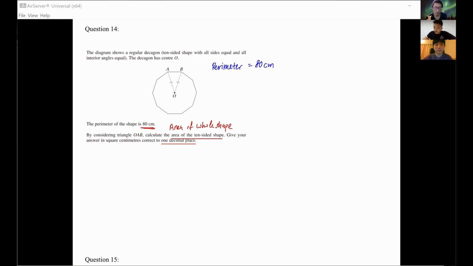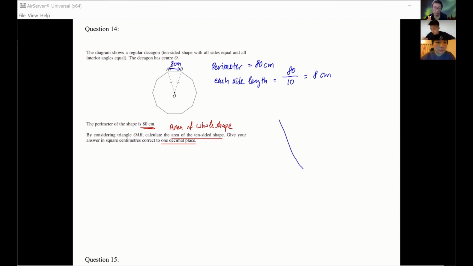So each side, the length should be, the perimeter is 80 cm, you have 10 sides. What's the length for each side? If you know the answer, can you key in the chat box? 8. Why? Because it's 80 divided by 10, which becomes 8 centimeters. So you know that AB itself is 8 centimeters.